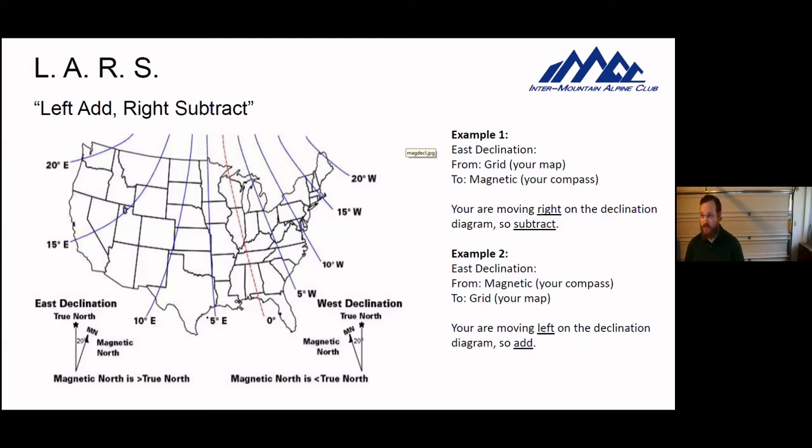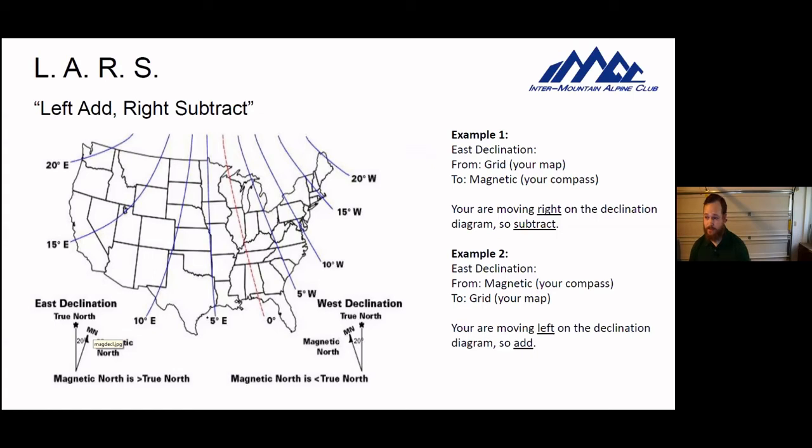So the way that works is I'm going to say example 1, east declination. So say we're in Washington. We have 20-degree declination. If I want to convert from my map to my compass, I'm going from grid to magnetic. That is a rightward movement on the declination diagram. I'm moving right on the declination diagram, so I'm going to subtract 20 degrees from my grid azimuth to convert it to magnetic.